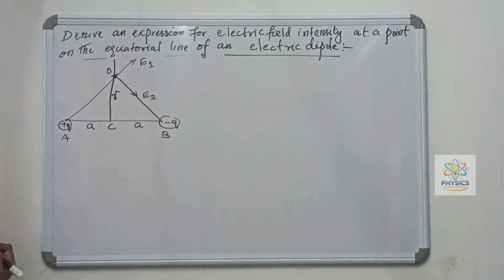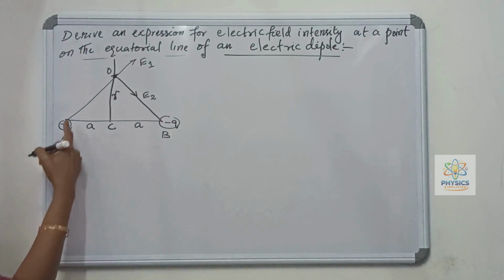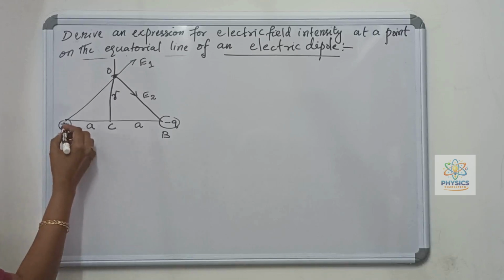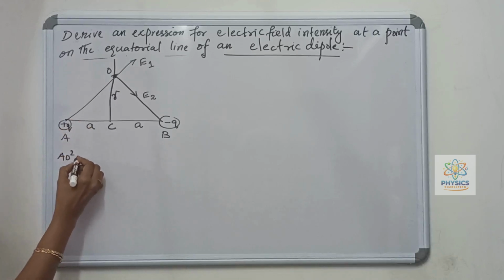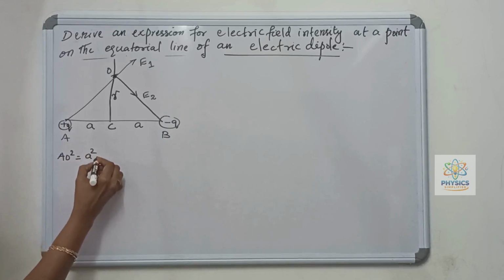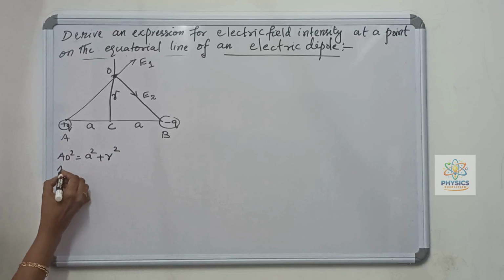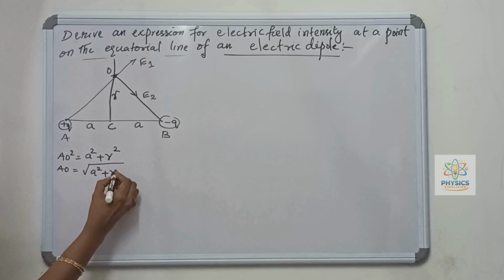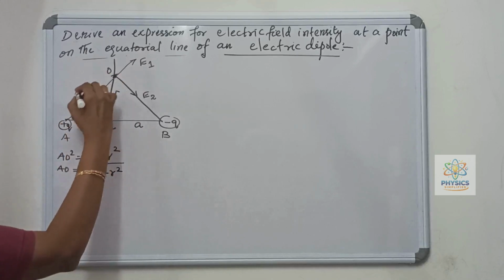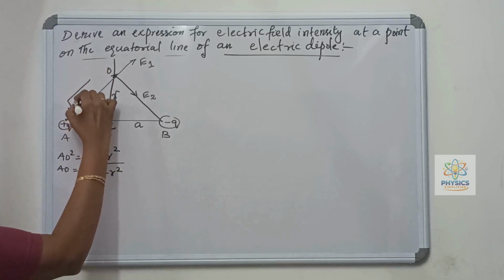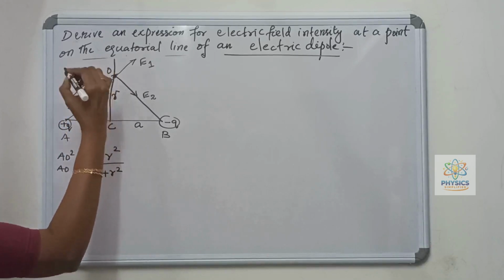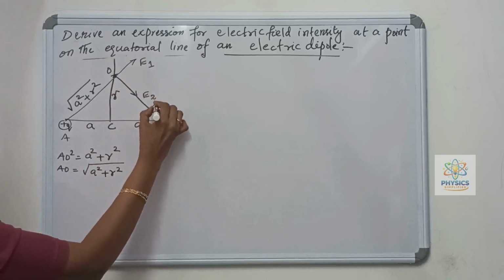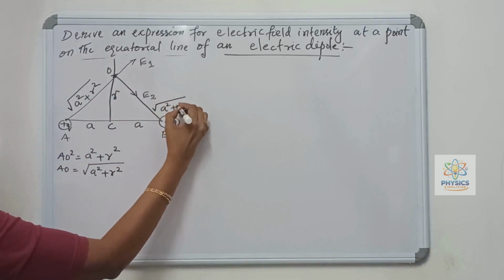So next, our aim is to calculate the distance AO. Using Pythagoras theorem, we write AO square is equal to A square plus R square. So AO is equal to square root of A square plus R square. Here the distance from A to O is root of A square plus R square, and similarly, the distance from B to O is also root of A square plus R square.